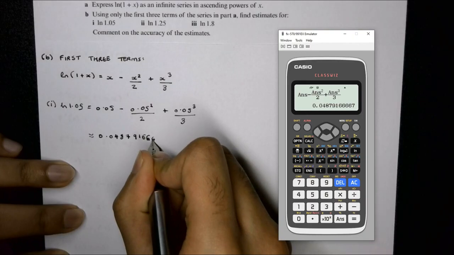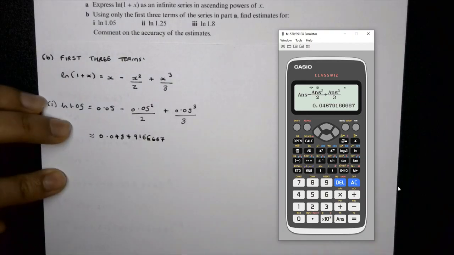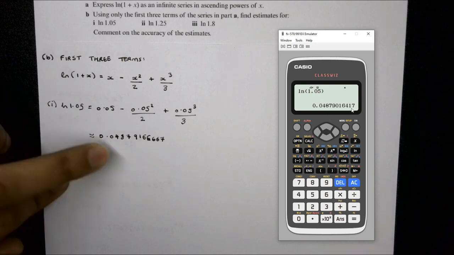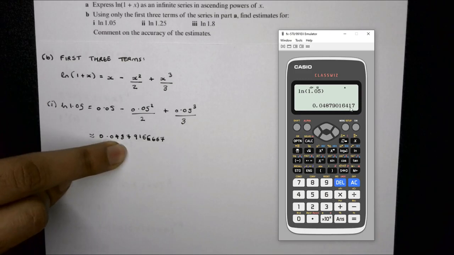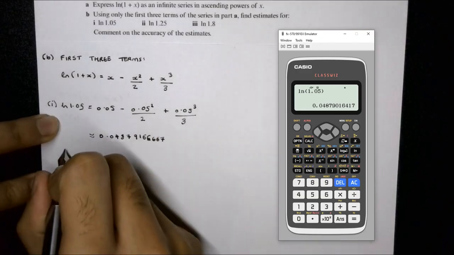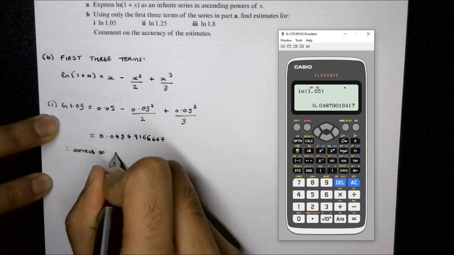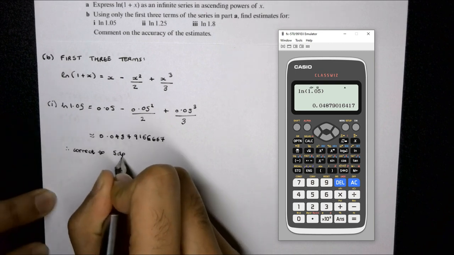6 6 7. If we actually work out the value of the natural log of 1.05, you'd find we get this value over here. So if we compare this value with what we have over here, you can see this is correct to 5 decimal places. So let's just write this down. This is correct to 5 decimal places.